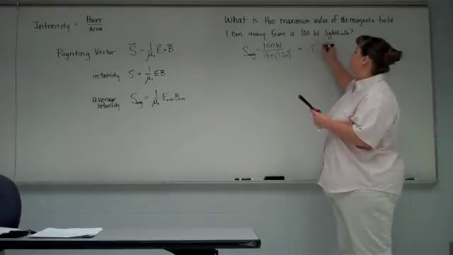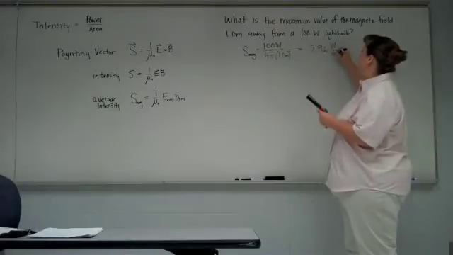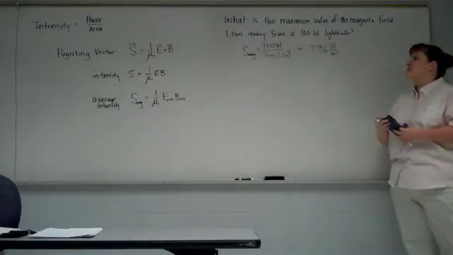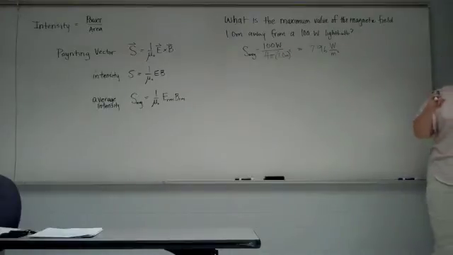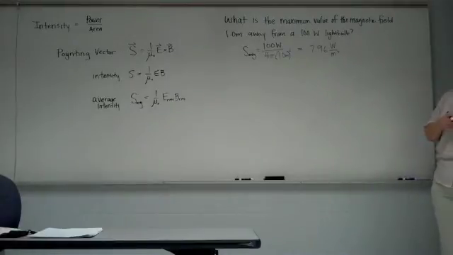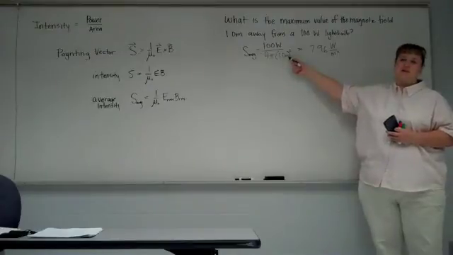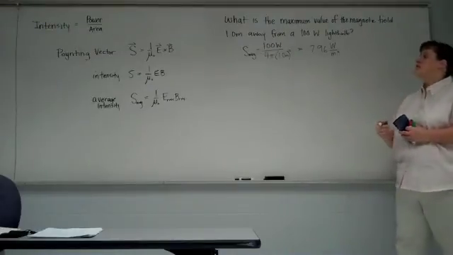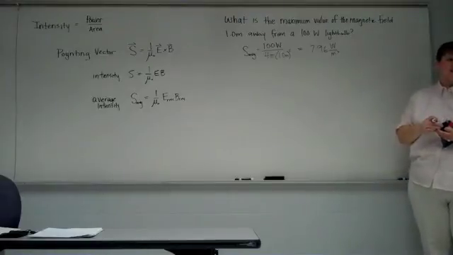The average intensity of our light bulb will be 7.96 watts per meter squared at that distance. If we get further away, the intensity will decrease. If we were closer, the intensity would be bigger. And that's because of this radius, the distance away we are from the light bulb. Are we okay finding the intensity? You good with that?